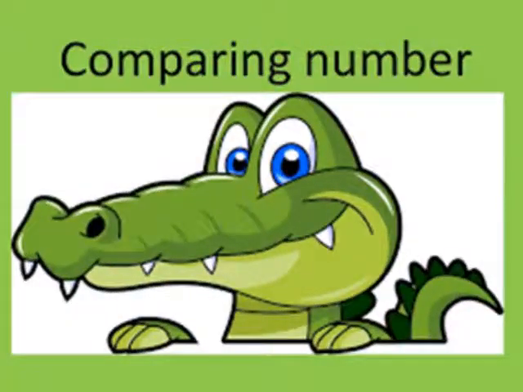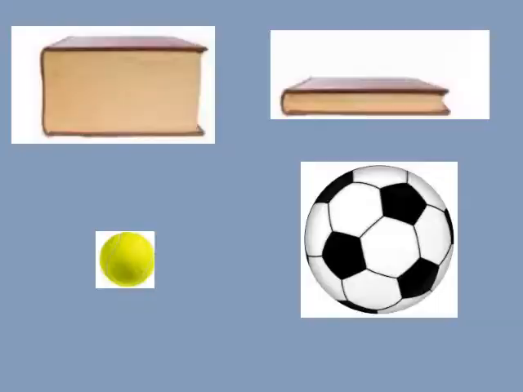So, children, the topic for today is comparing numbers. What do you see on the screen? Yes, you can see two books and two balls. So, we can compare between these two books and then these two balls.